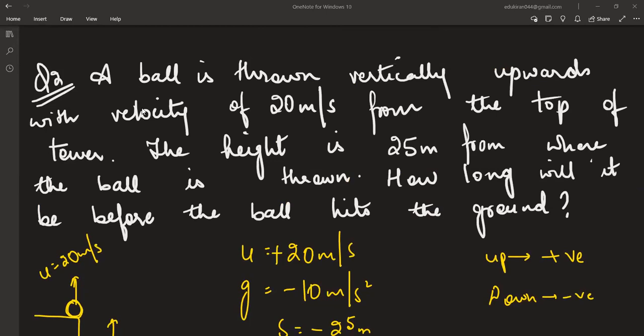Abdul, we have just done this question. Please note this down. This is question 2. This is from motion under gravity, similar to the question we did in the last class.